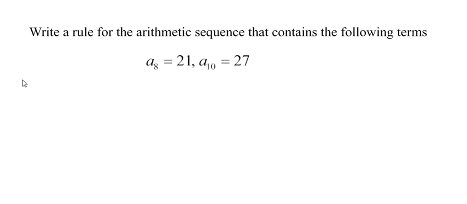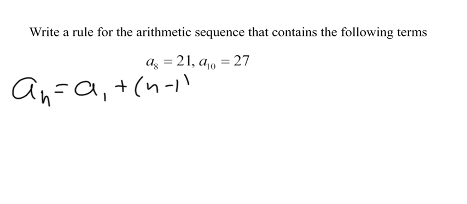So to plug in values for our general rule, a sub n equals a sub 1 plus n minus 1 times our common difference, we need to figure out what our common difference is, and then we'll use one of these two terms, pick your favorite one, to help find your a sub 1 value like we just did in the previous problem. Okay, let's analyze these two terms.